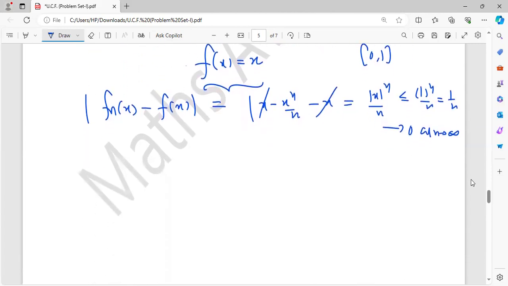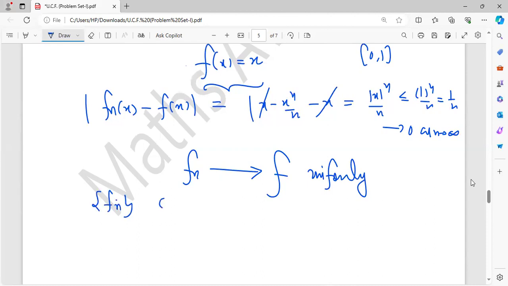It means f_n tends to f uniformly. Okay. So this sequence of functions converges uniformly.